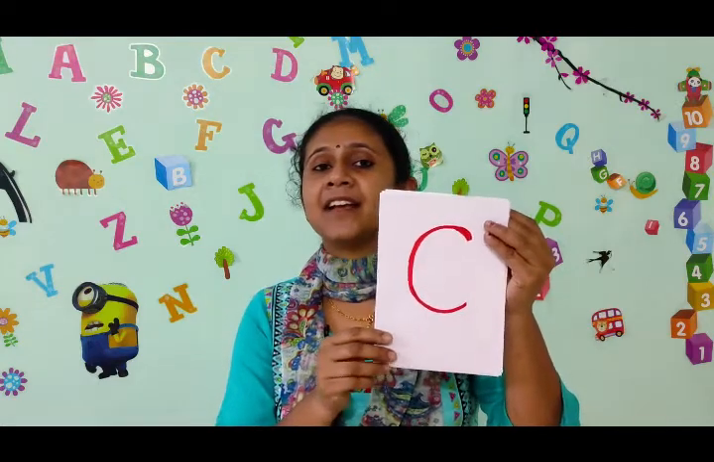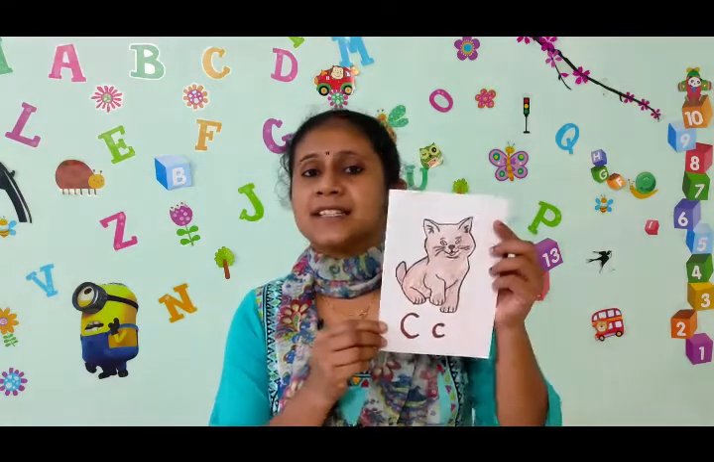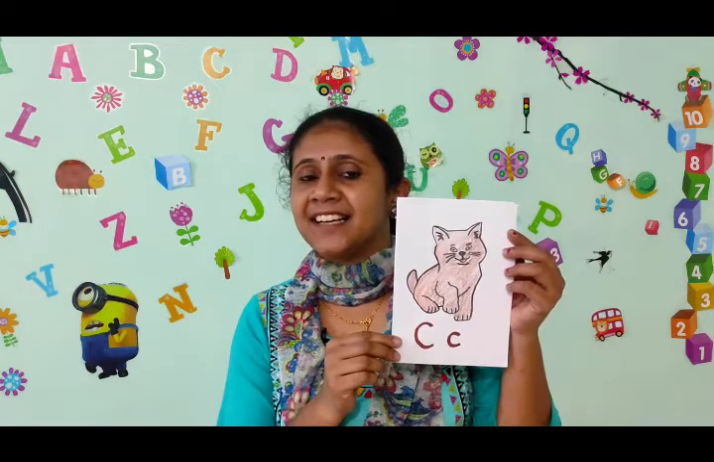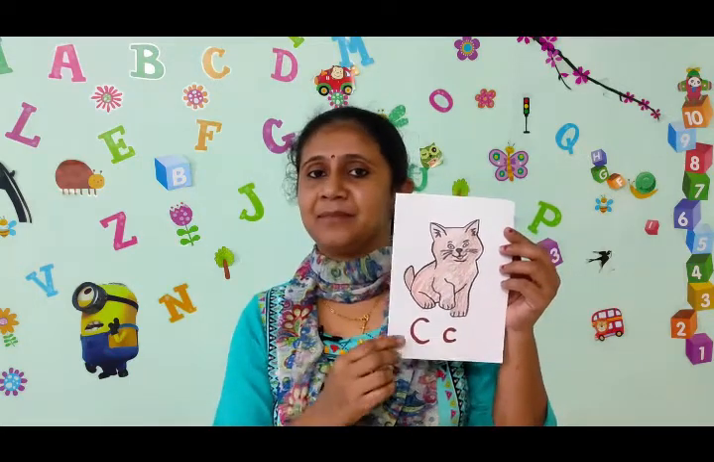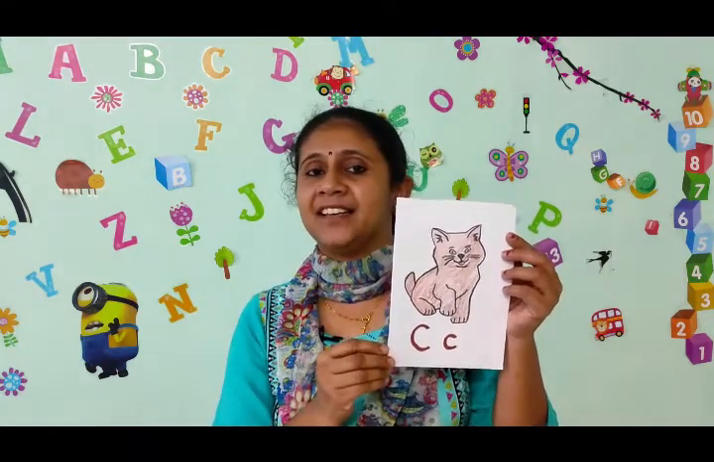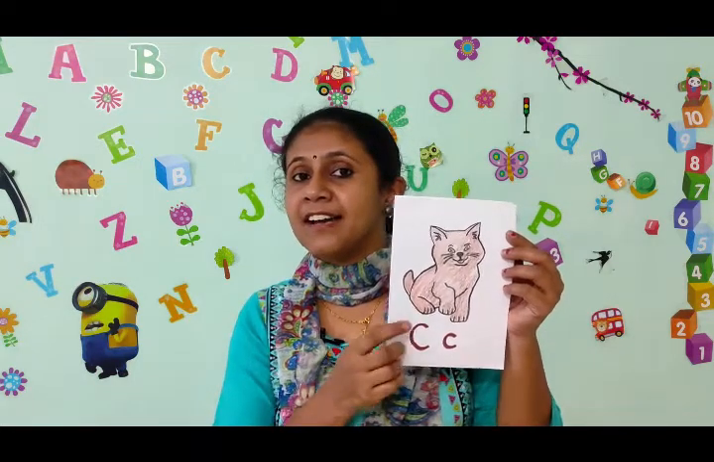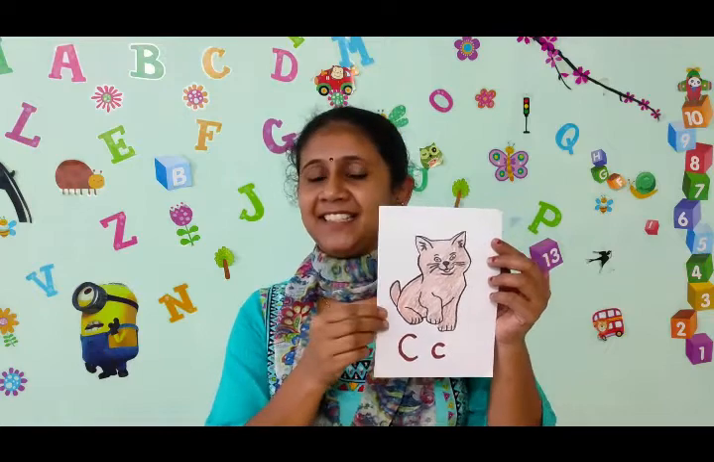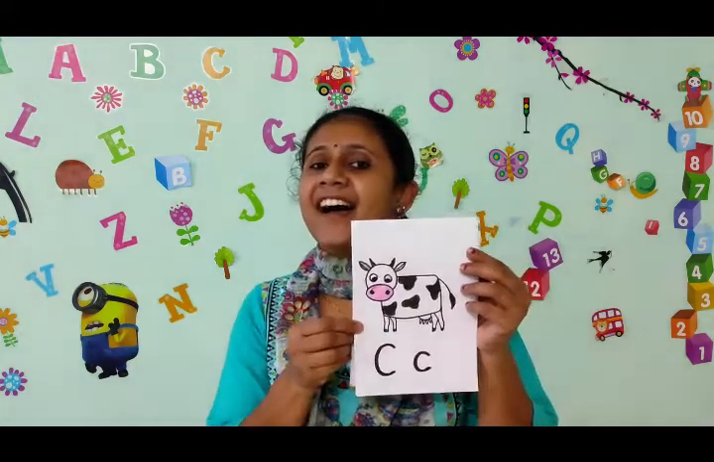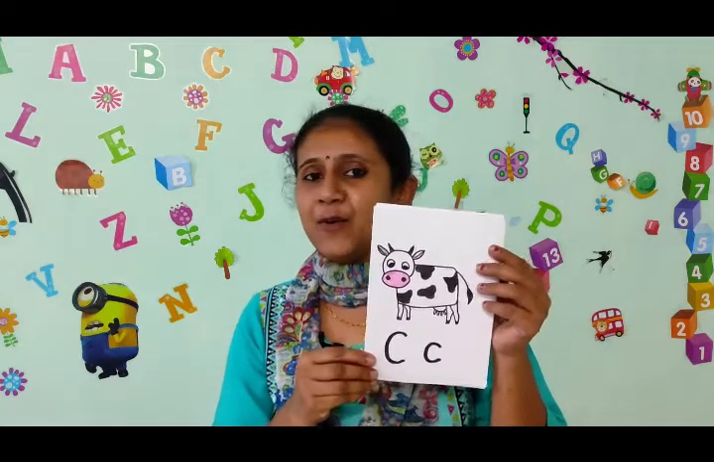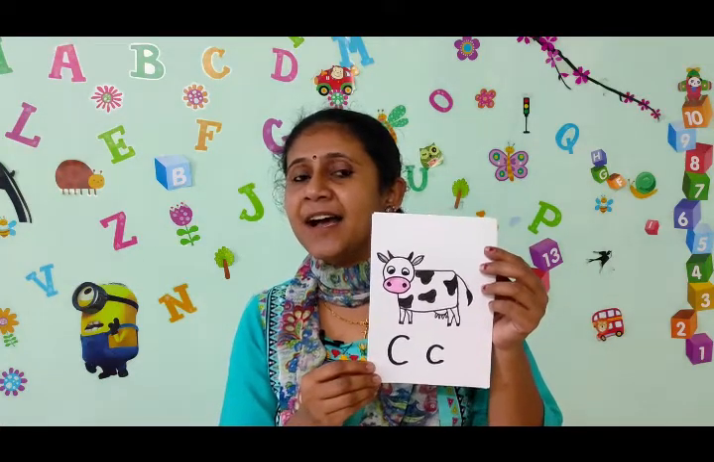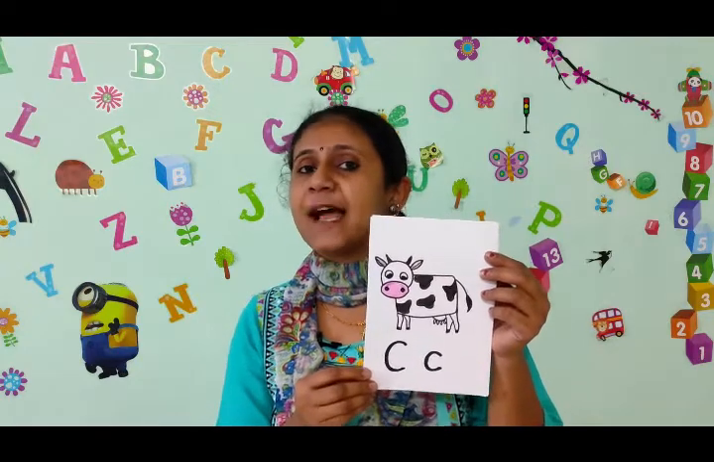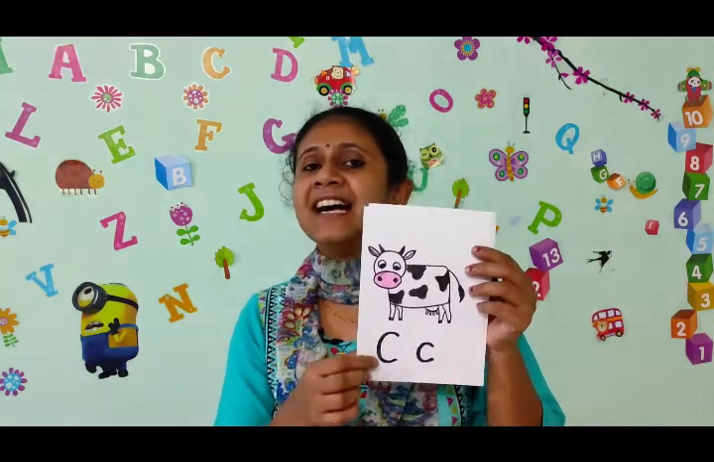Capital letter C, small letter C. Children, what is this? It's a cat. K, cat. Meow, meow. Cat. What is this? Cow. K, cow. Cow gives us milk. Very good. Cow gives us milk. K, cow.